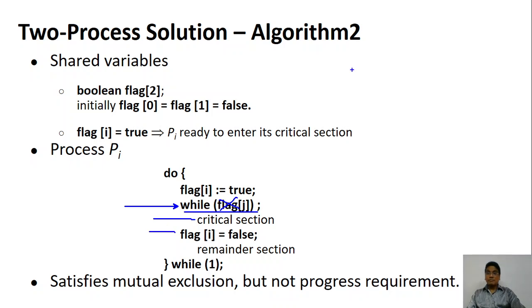Once I has completed its work, so very important, once I completes its critical section, it just says, okay, my work is over. I am not interested in the critical section because I am in the remainder section. Again, this solution will also give you mutual exclusion, but it will not give you progress.